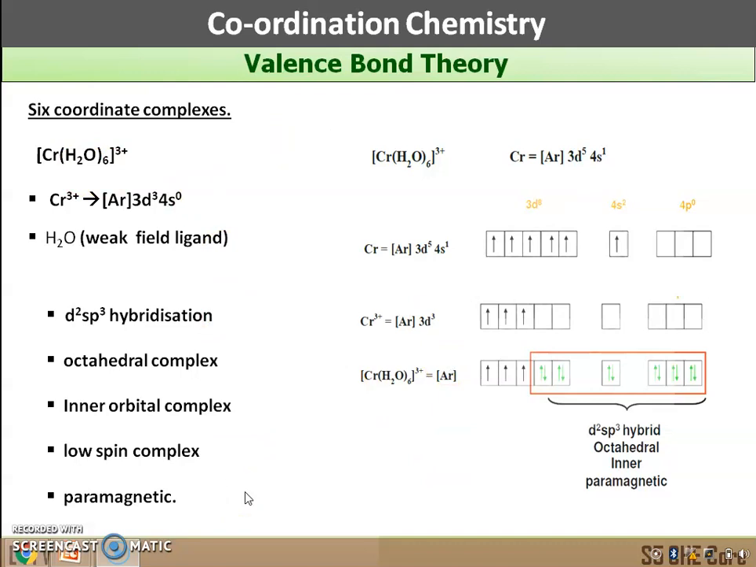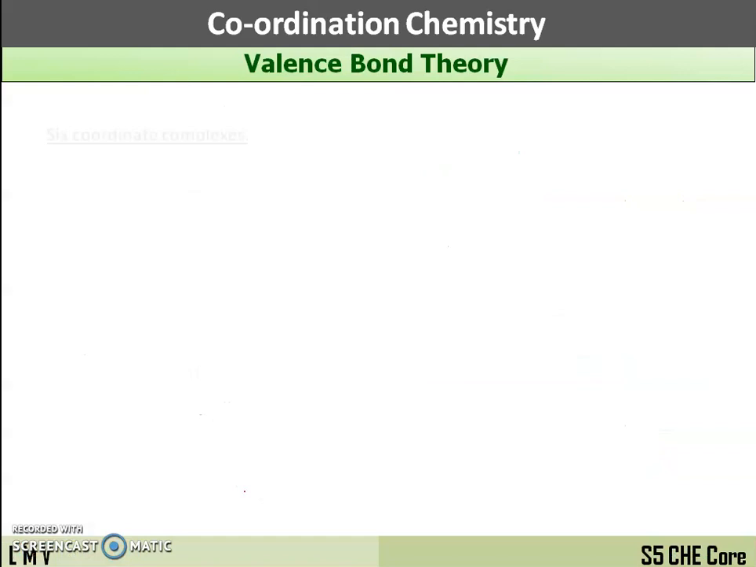Now we'll move on to the next complex. Another six-coordinate complex I have taken as an example: Cr(CO)6, right? It is a neutral complex. So what is the oxidation state here?